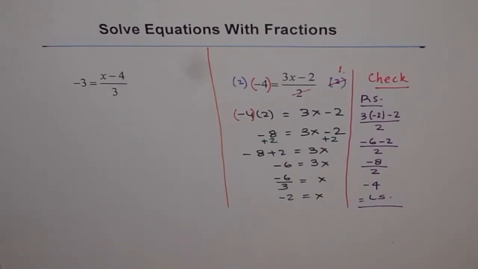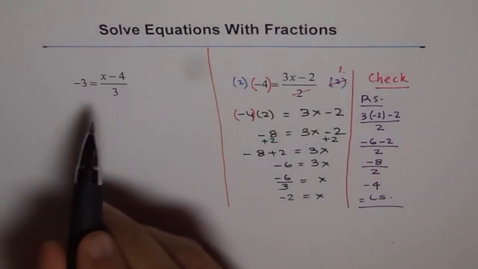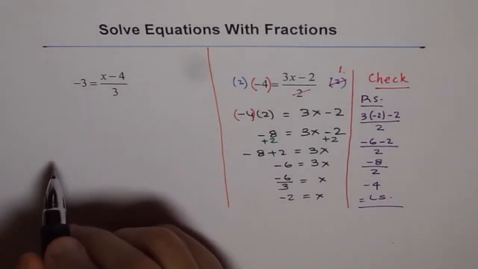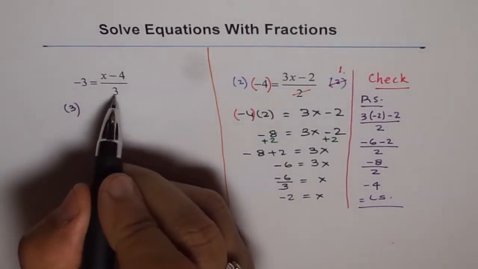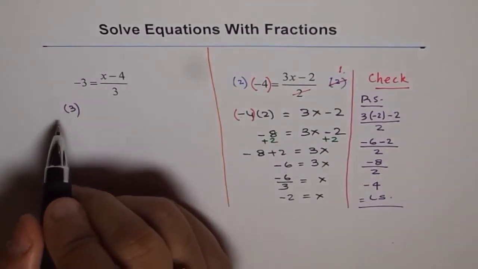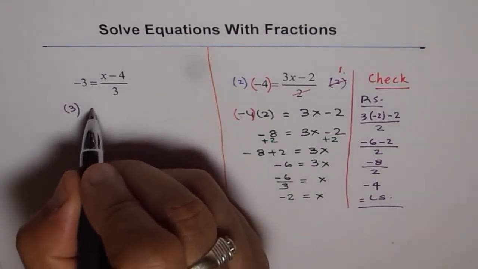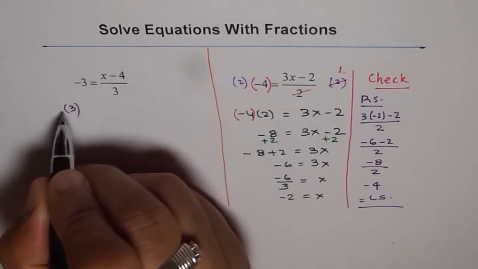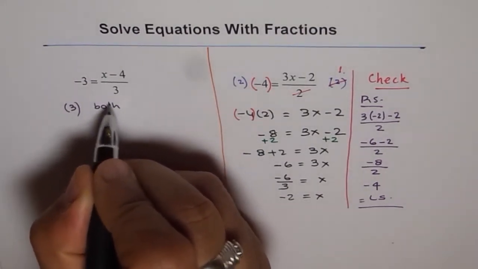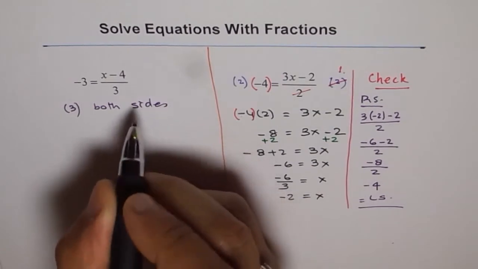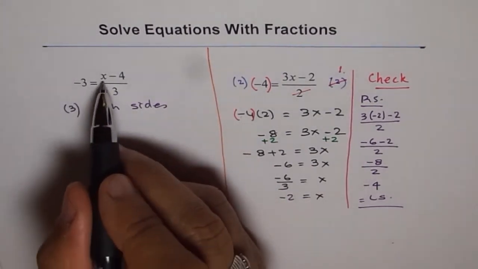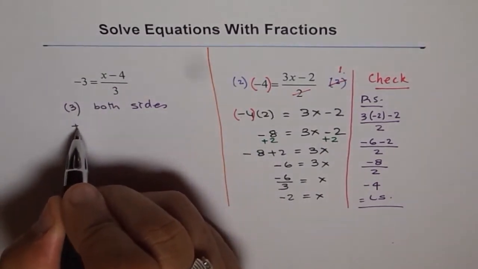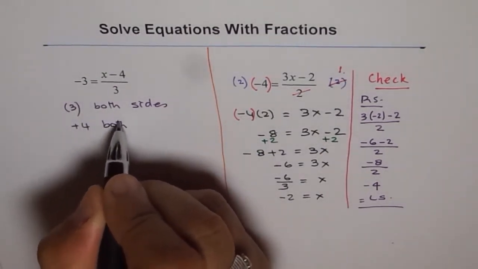Now you need to solve this, but I will write down the steps for you. The first step should be cross multiply. When we say cross multiply, we really mean that you are multiplying by the denominator, right? So this denominator is 3. Or we can also say times 3 on both sides, correct? If you do that, you get minus 9 equals x minus 4. Then the next step should be plus 4 on both sides.